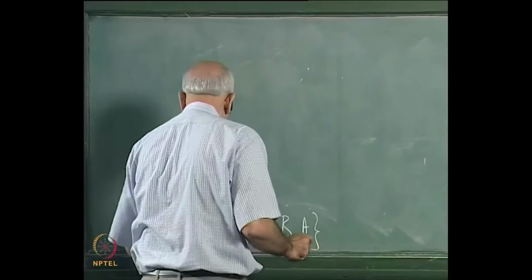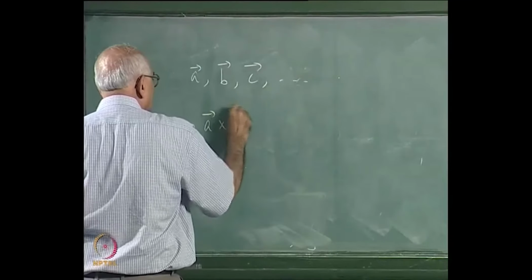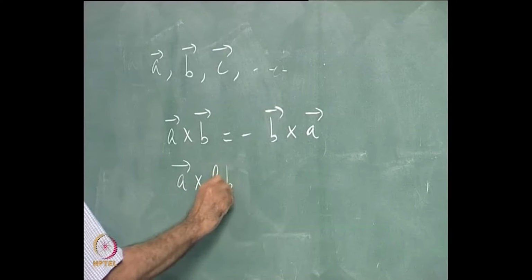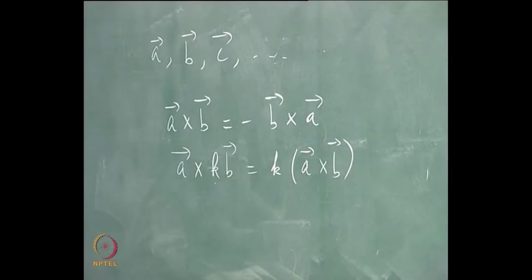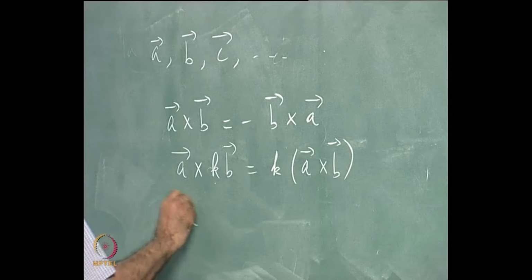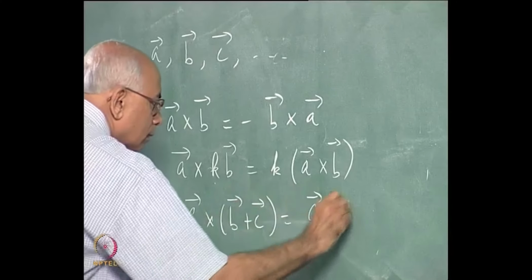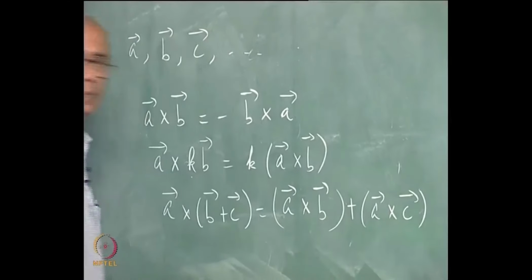If I took vectors A, B, C, etc., and I computed the cross product of 2 vectors, is this not equal to minus B cross A? And is it not true that A cross some scalar times B is K times A cross B? And certainly this is true too.